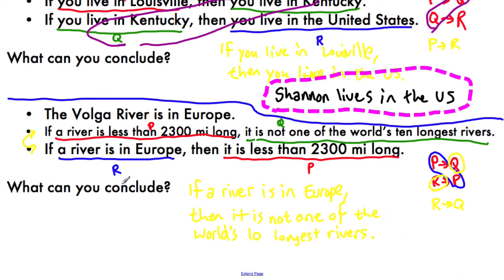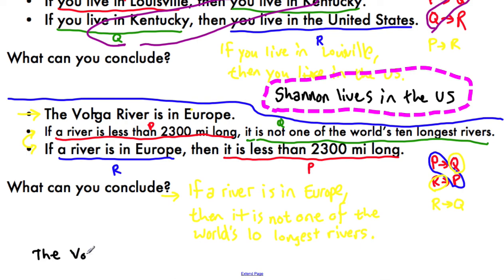Okay, but now we're not done yet. We're given this statement here that we haven't used yet. So this says the Volga River is in Europe. Do we know anything about rivers being in Europe? Yeah, if we look at our conclusion statement, our minor premise that we got from our law of syllogism, it says if a river is in Europe, then it is not one of the world's 10 longest rivers. So we can conclude that the Volga River, since it's in Europe, is not one of the world's 10 longest rivers.